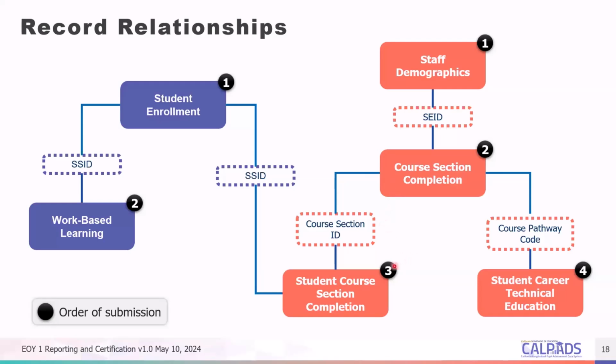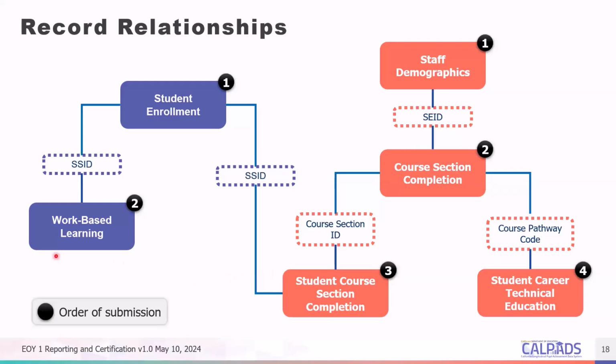And then finally, after the student course section completion file has been submitted, we will go on to submit the student career technical education file. The SCTE file is submitted to identify completers of specific CTE pathways. The course pathway code will tie the SCTE file to the CRSC record, or to the course section completion record, to validate that the CTE students received the correct pathway curriculum.